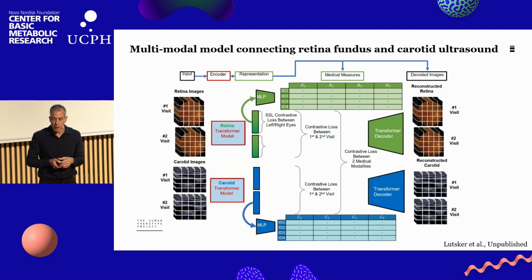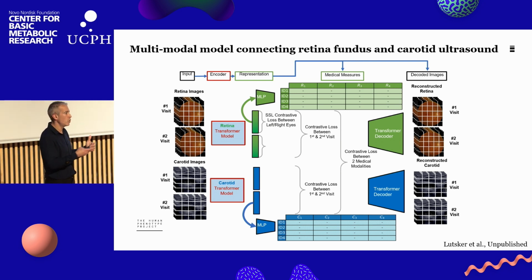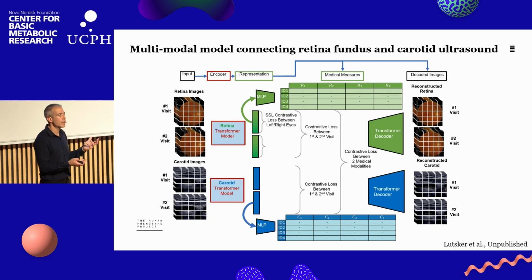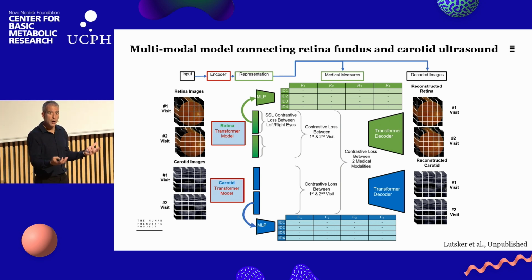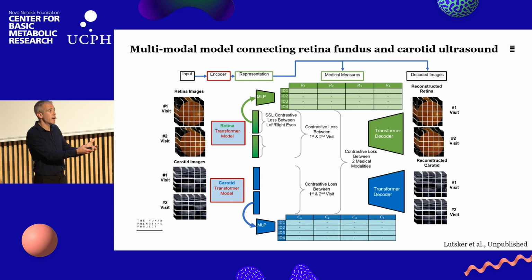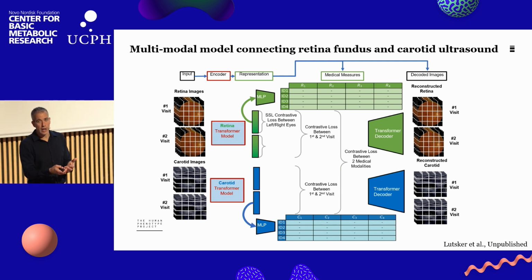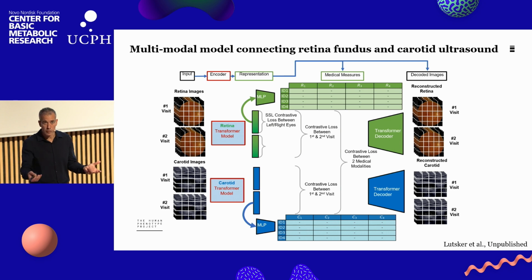So the idea here is to build a model where the only thing that we do, using this contrastive learning framework, is that when we have a retina scan and a carotid ultrasound that come from the same person, we tell the model these should be embedded to be close to each other. And then we take retina scans and carotid ultrasounds of different people, and we tell the model these should be distinct from each other.